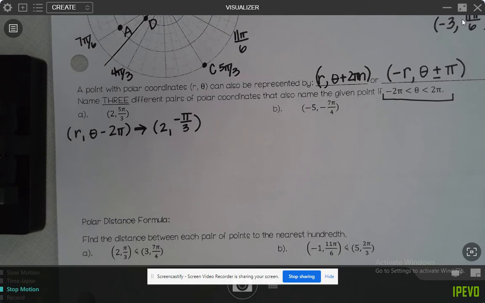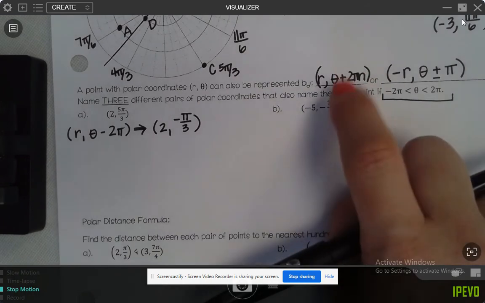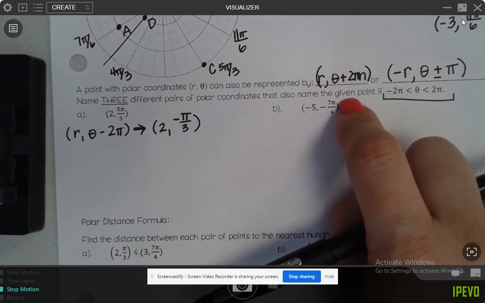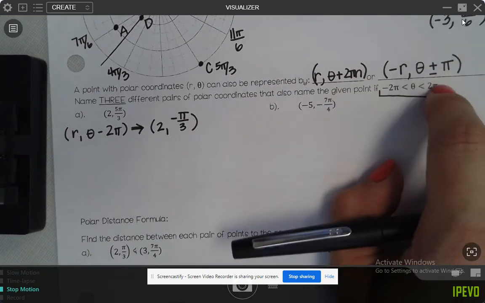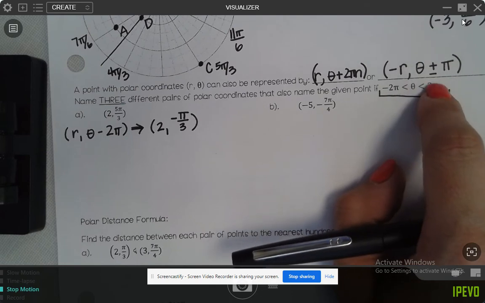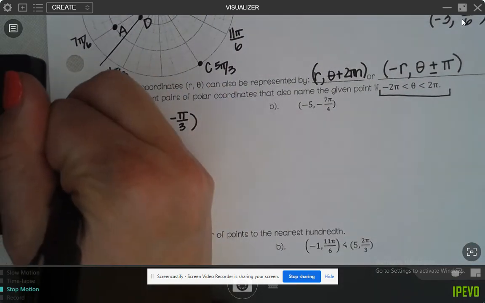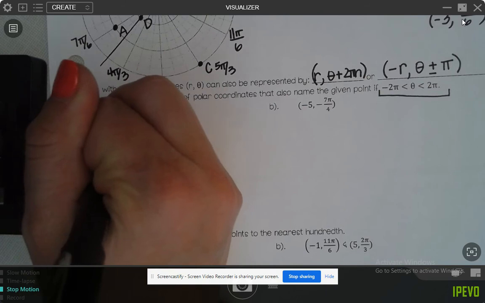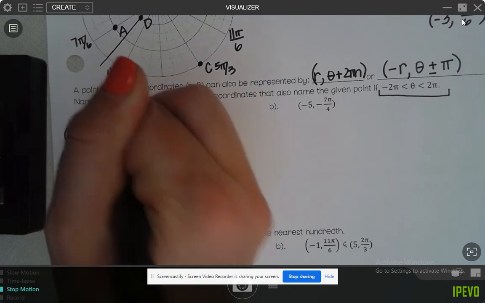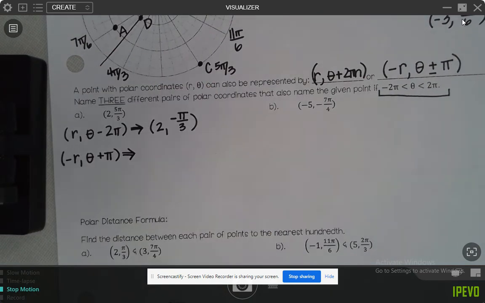Yes, no, maybe. We good? Okay. Now, you're only going to be able to get one of these. The other two are going to have to come from here. All right. So let's do negative R, and we'll do my theta plus pi. What's my current radius right now?